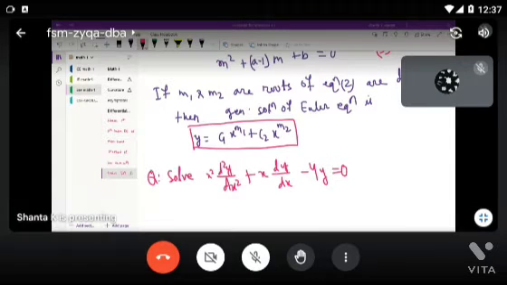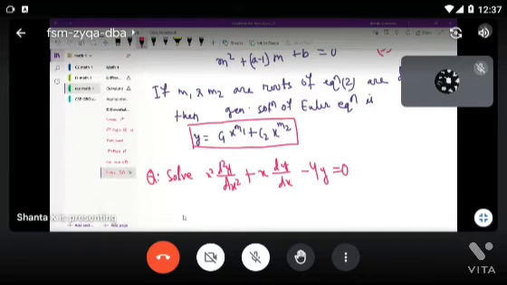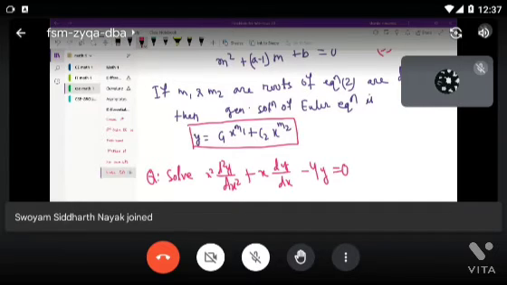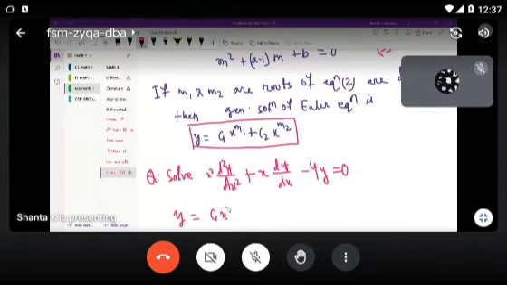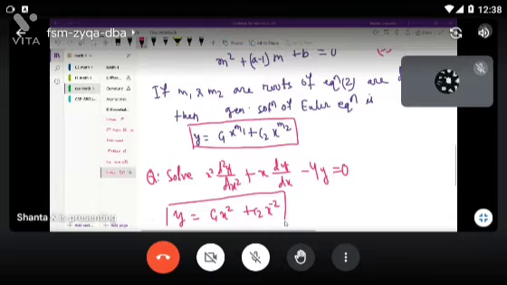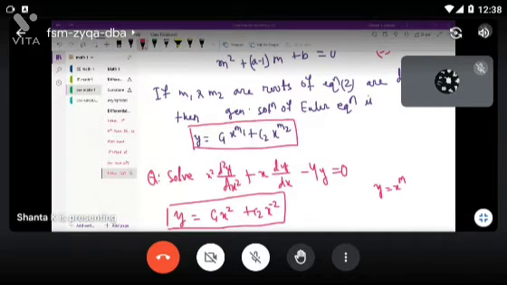Done, anyone? The solution you are saying is y equals c1 x squared plus c2 by x squared, minus 2. Okay, so this is the solution. I think you can get it: you substitute y equals x power m and start solving. Should I do it or can you do it? It's a simple one.